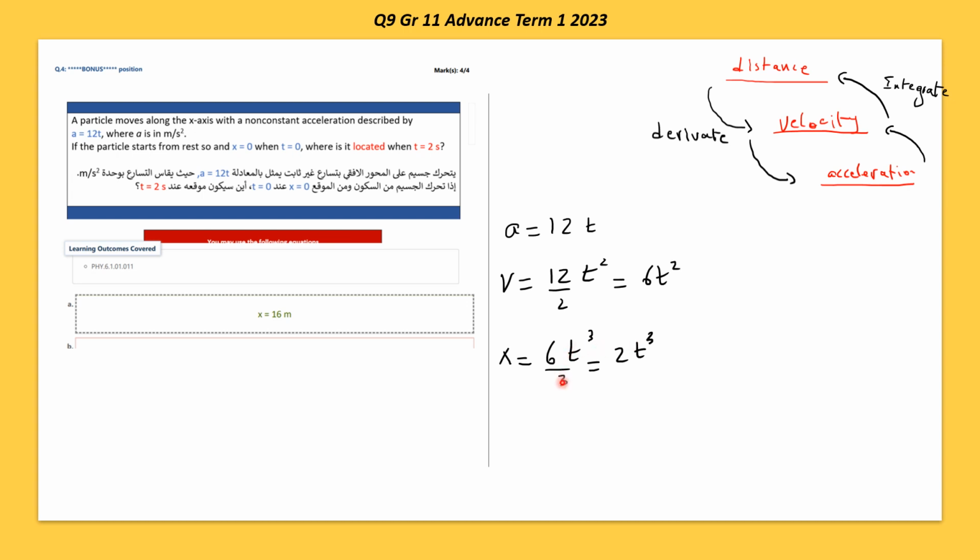And then we need to integrate one more time. 6t squared becomes 6 multiplied by t to the power of 3, t cubed, divided by the same number of powers. So 6 over 3, which is 2t cubed, and then we replace the time by 2 as it's asking here. T equal 2 seconds. So the answer is 16 meter.